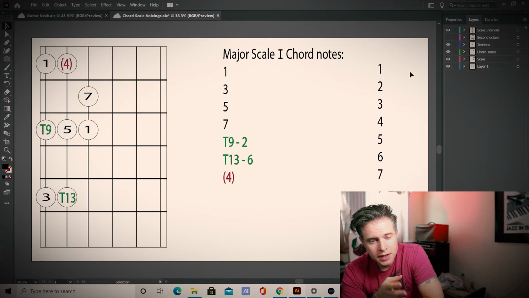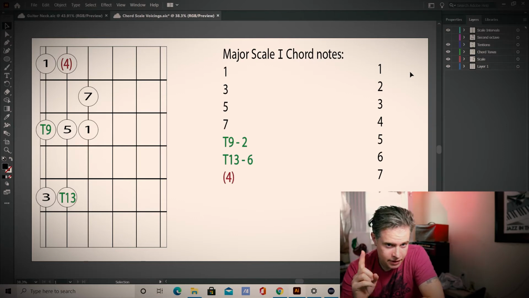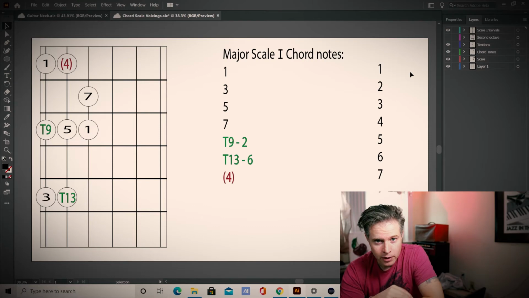So we can find our tensions here. Our 9 is right above our 1 because, again, the 9 is just a 2. Our 13 is right above our 5 because, again, the 13 is just a 6. And the 4 is there, although we're not going to ever use the 4 in a chord voicing with this major chord because it's going to get a little tense if you have the 3rd in the chord. Flat 9s, like this video up above, we don't like them.